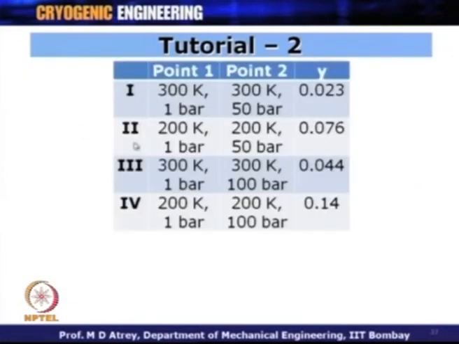Here are the 4 cases, case number 1, 2, 3, 4. Case number 1 was compression from 1 to 50 bar at 300 Kelvin, which gave us a yield of 0.023, while if I carry out this compression not at 300 Kelvin but at 200 Kelvin, the yield increased from 0.023 to 0.076. If I do the compression not up to 50 bar but up to 100 bar, the yield increases from 0.023 to 0.044 at 300 Kelvin compression temperature, while if I reduce the temperature of compression from 1 to 100 bar from 300 Kelvin to 200 Kelvin, the yield increases drastically from 0.044 to 0.14. This can now be graphically represented on the slides over here.